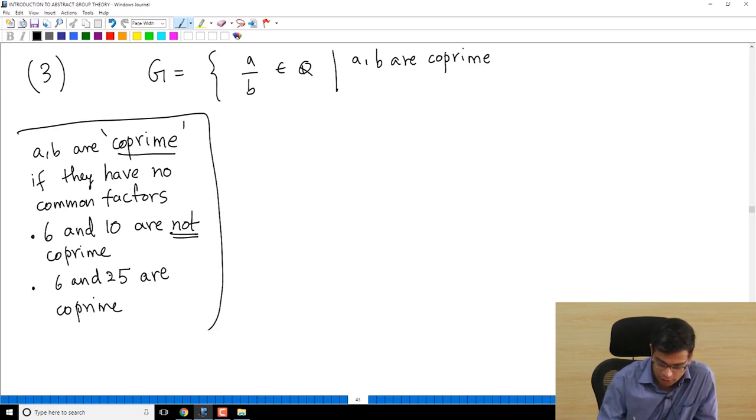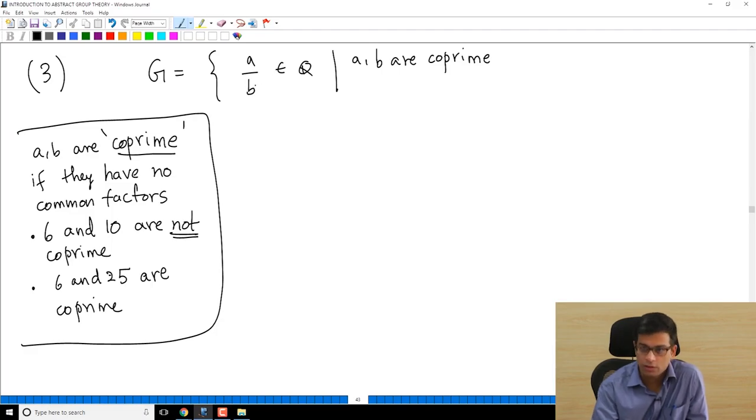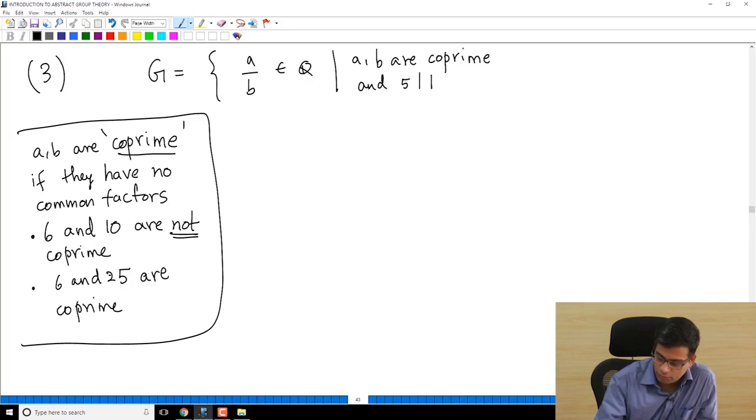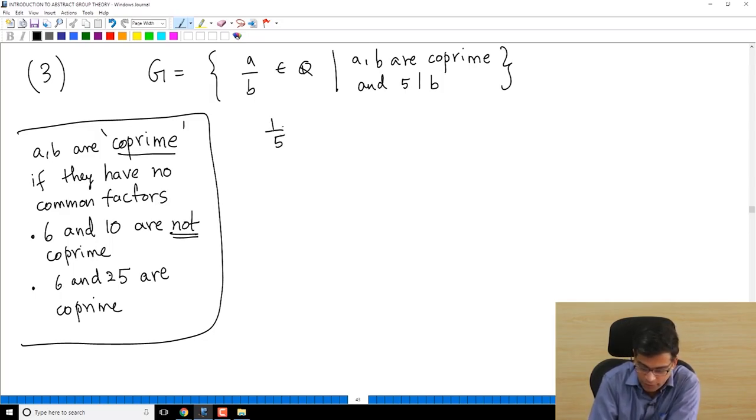When you write a rational number, you can always cancel all the common factors, so you can write it in the reduced form. So a, b are coprime, and suppose that 5 divides b. This is my set. The set that I am considering is the set of rational numbers in the reduced form, where the denominator is divisible by 5. So, for example, 1 by 5 is in G.